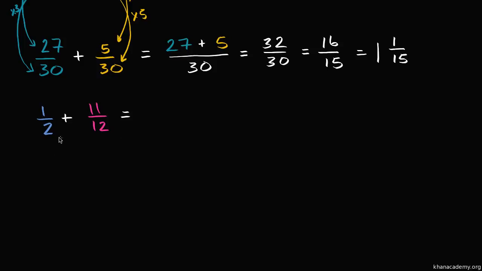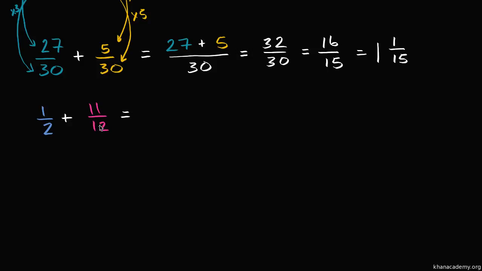But we want to find a common denominator, because right now they're not the same. What we want to find is a common multiple of 2 and 12, and ideally the lowest common multiple of 2 and 12. Just like we did before, let's start with the larger of the two numbers, 12.